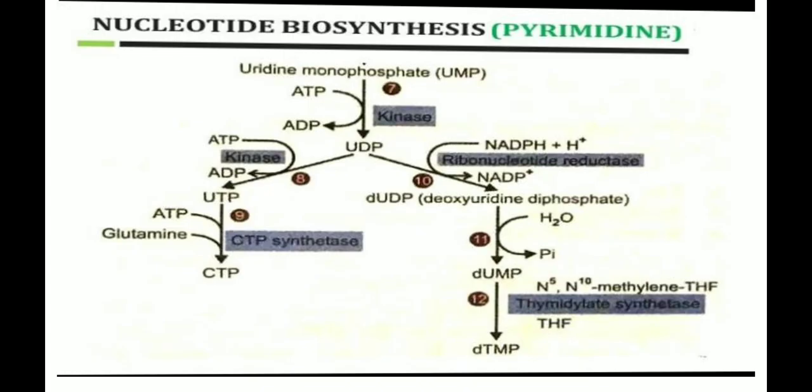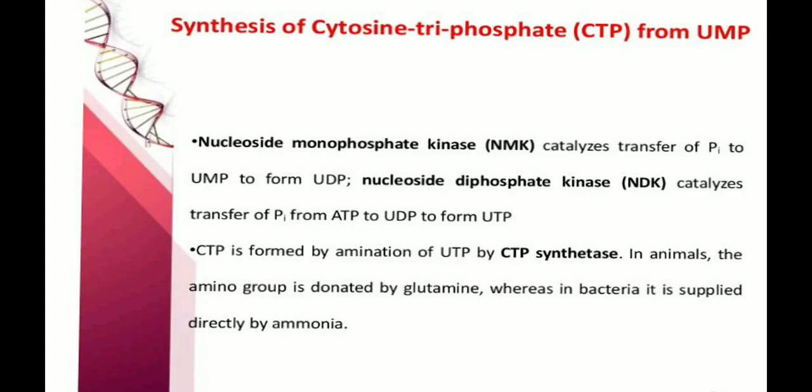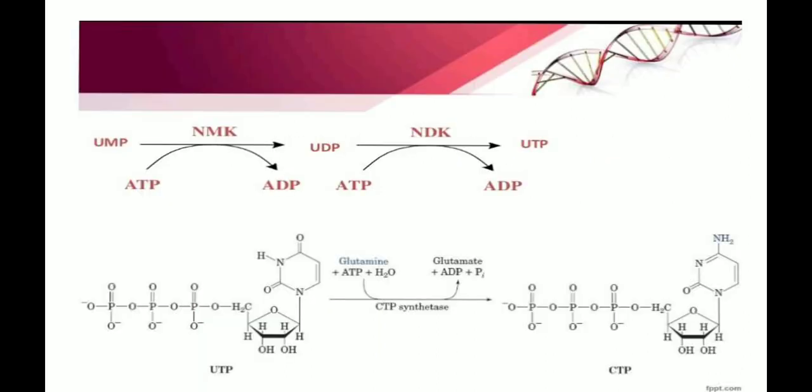Okay, here you can see that the CTP synthetase enzyme acts, and from it CTP is formed. In animals, that amino group is donated by the amino acid glutamine, and in bacteria it is supplied directly by ammonia. Now the second, so here you can easily understand how this synthesis takes place from UMP. You have to synthesize CTP from UMP.